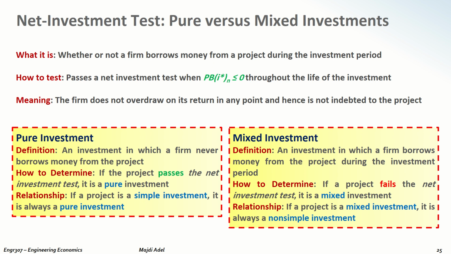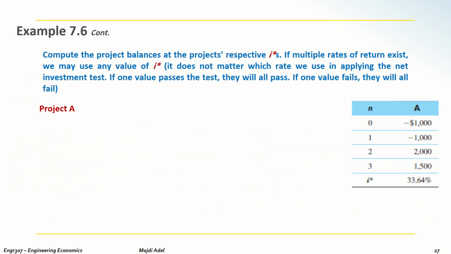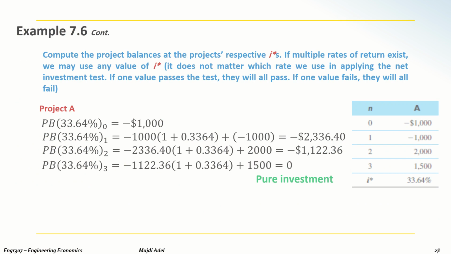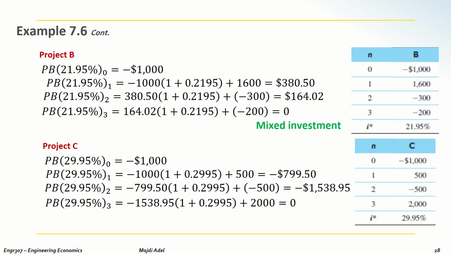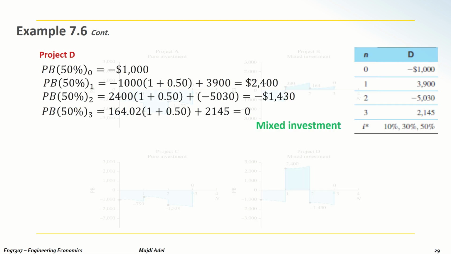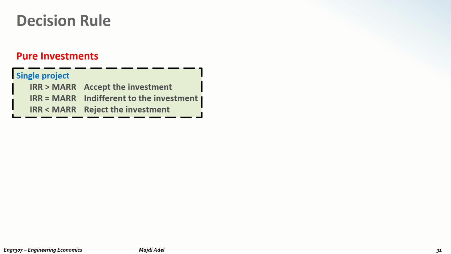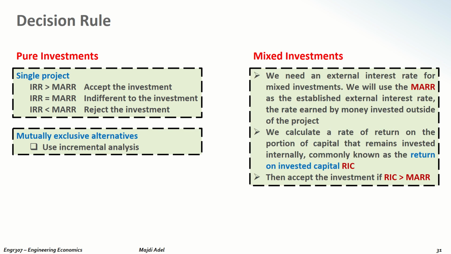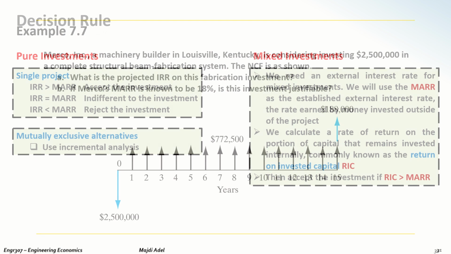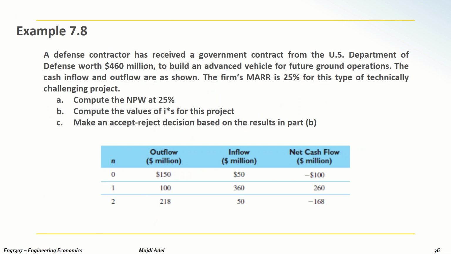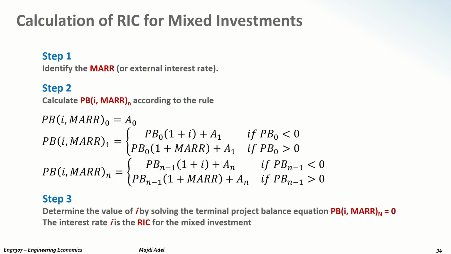And we saw that to decide for pure investments, the rule is simple. Just calculate the internal rate of return for a project, and if the internal rate of return for the project is greater than MARR, we accept the project. For mixed investments, we need to calculate the RIC, return on invested capital, and if it's greater than MARR, accept the project; less than MARR, reject the project. In today's example, we will see how to calculate the internal rate of return, or the true rate of return, for a mixed investment using the presented three steps.